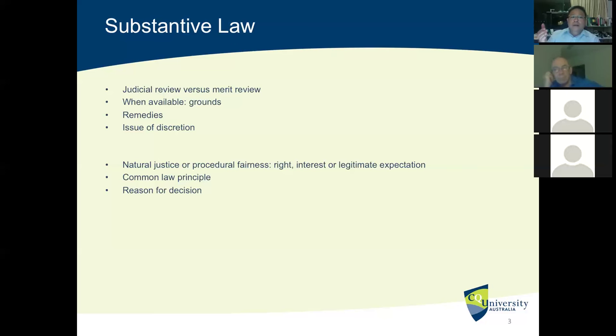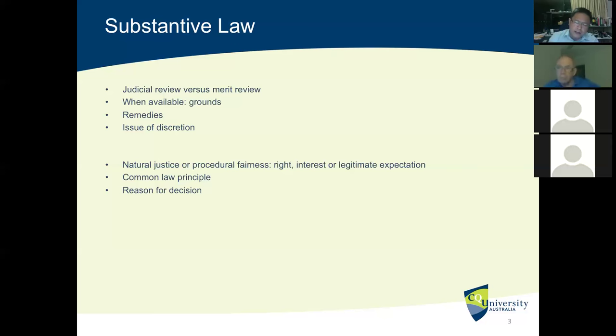Now, the other important consideration we need to know is whether judicial review is available or merits review is available. The availability, not on the grounds, but on the basis of the jurisdictional aspect this time. Let's begin first with merits review. As far as merits review is concerned, there are two aspects of it.